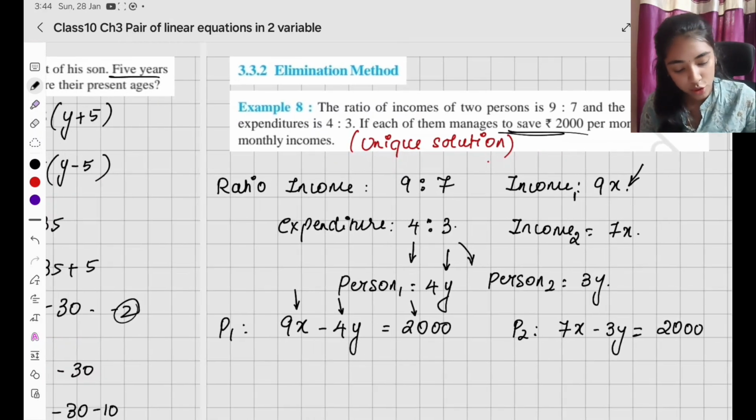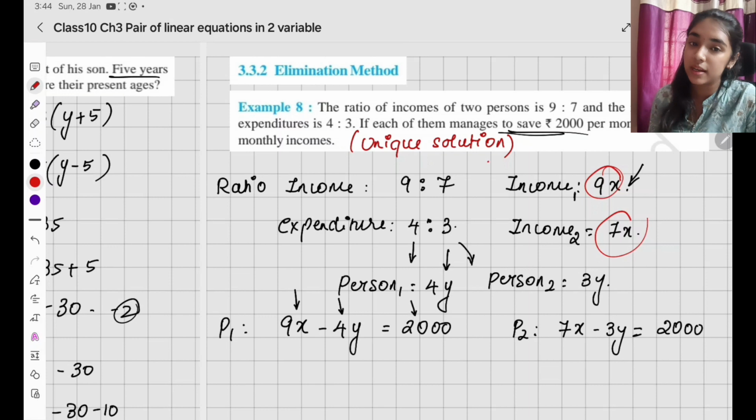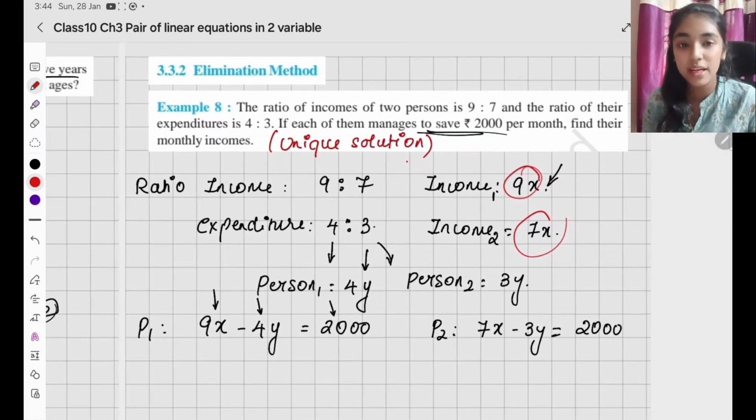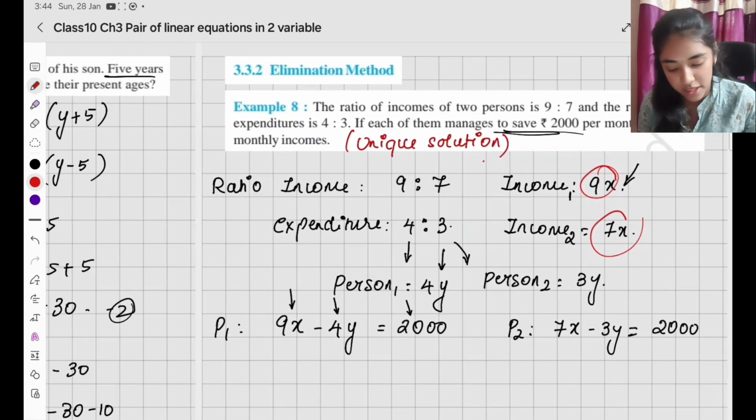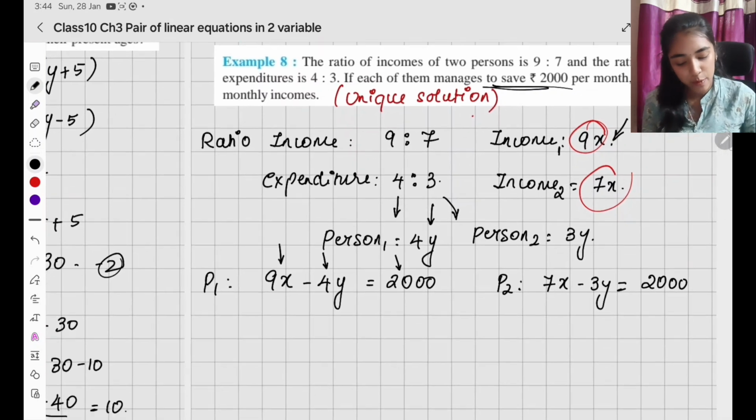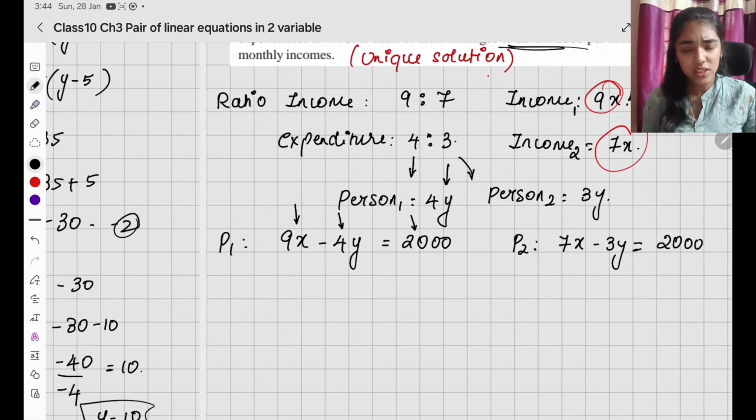So நம்ம என்ன கண்டுபிடிக்கணும்? You have to find the value of x and y and in the end you have to find 9x and 7x. ஏன்னா income என்ன? Of each person is going to be 9x and 7x. Okay, of person 1 and person 2 respectively. Now you have two equations. Okay, so now we are going to solve using elimination method.